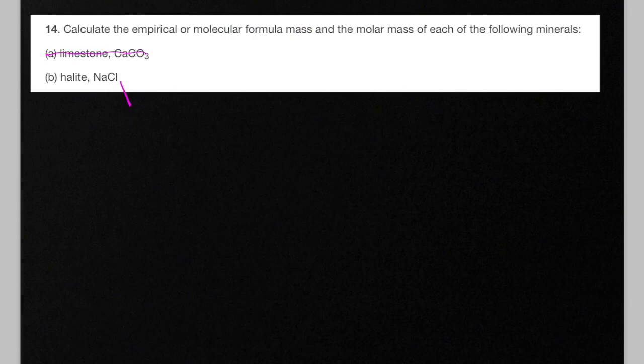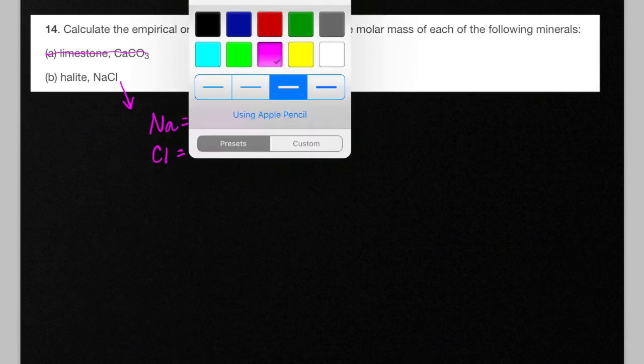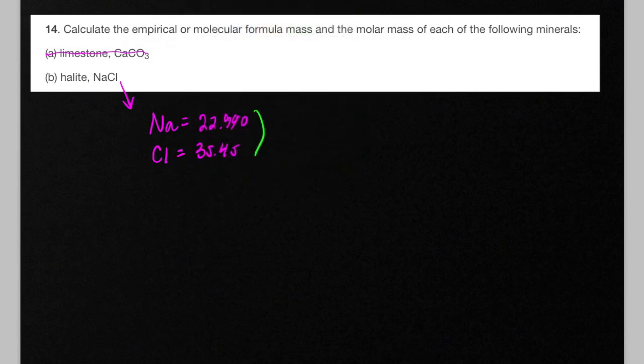For part B, we have sodium chloride. And this is quite simple. I mean, there's one sodium. And sodium has an average atomic mass of 22.990 grams per mole. Chlorine is 35.45. And again, I'm using the numbers found on ptable.com. It's a nice periodic table you could print for yourself. Now we add up these two numbers and we get the formula mass or the molar mass in units of grams per mole.